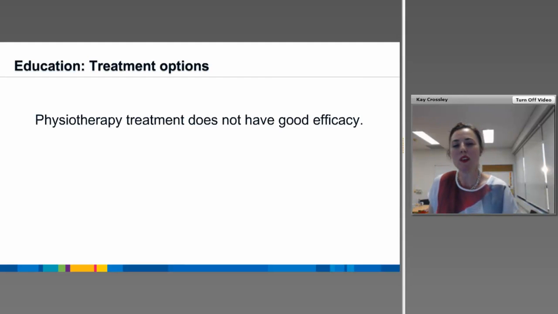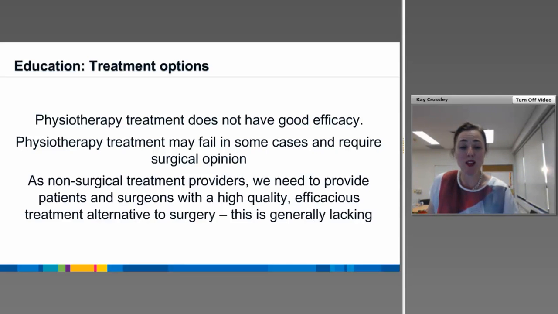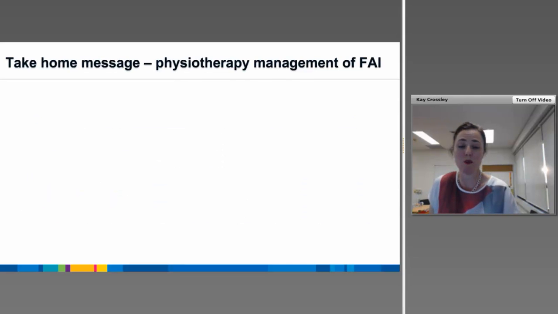When we think about our treatment options and our non-surgical treatments, I think it's very important that we remember that physio treatment does not have good efficacy. We don't have strong evidence at the moment. In some patients, physiotherapy treatment may fail and require a surgical opinion. And as non-surgical treatment providers, we need to provide patients and surgeons with a high quality, efficacious treatment alternative to surgery, and we don't have this at the moment.